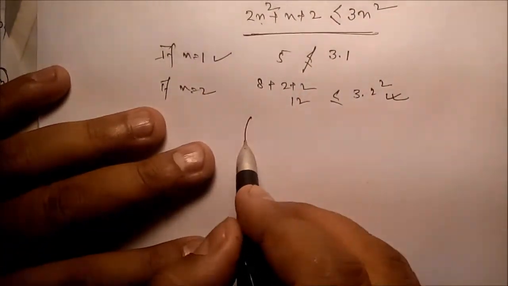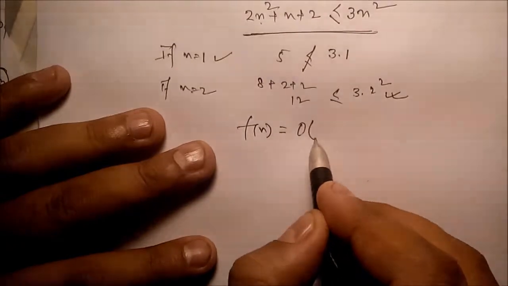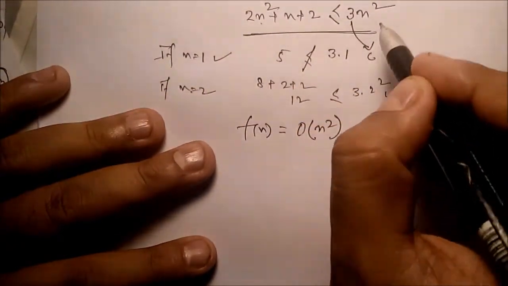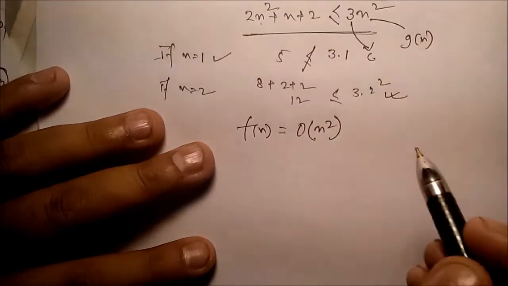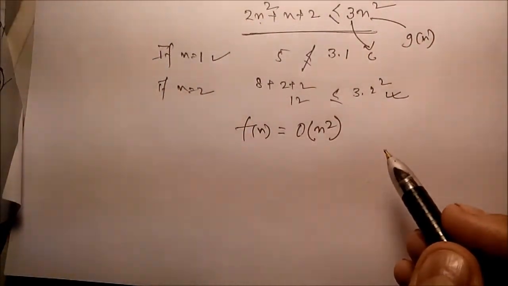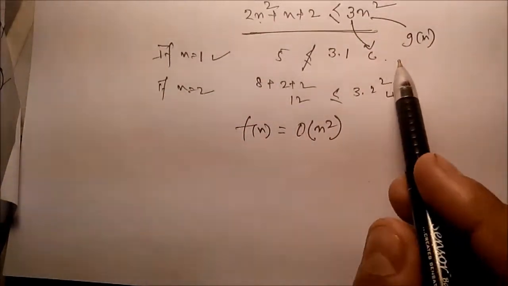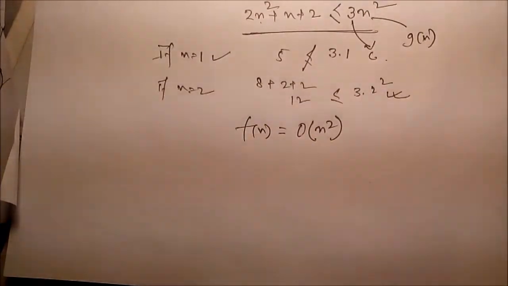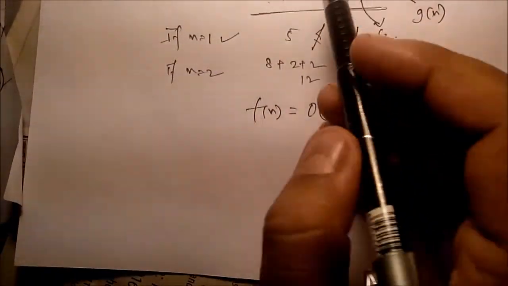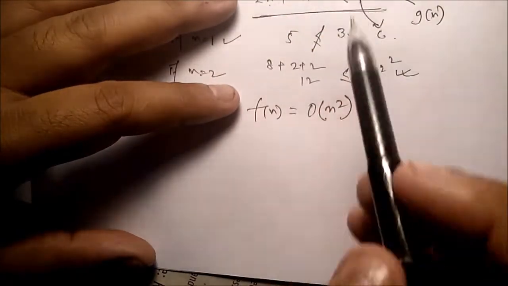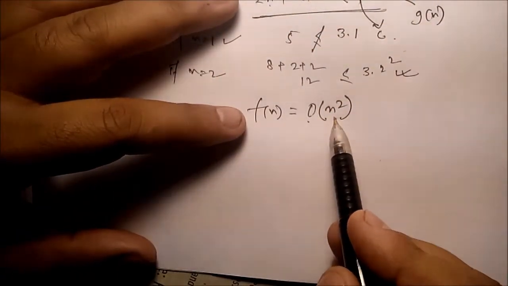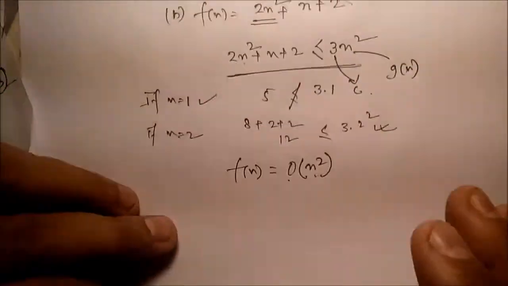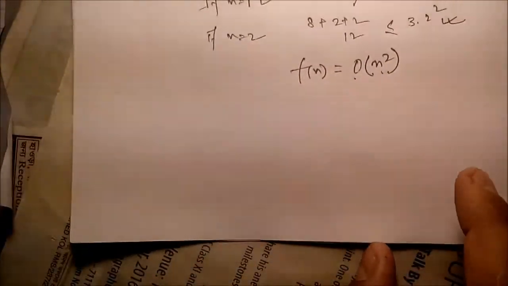So we can write f(n) = O(n²), since this is nothing but our C and this is nothing but our g(n), if and only if there is a positive constant C and n0 such that f(n) ≤ C·g(n) for all n ≥ n0. So for 2n² + n + 2, for that case also we can write O(n²) if the value of n is more than 2.